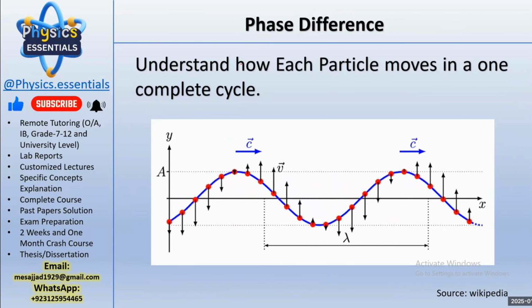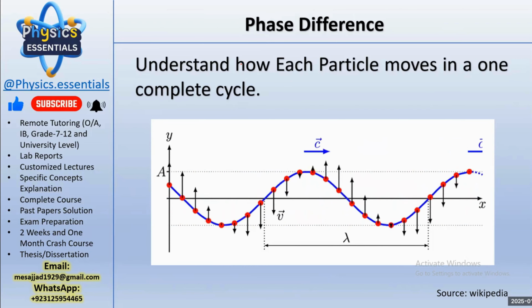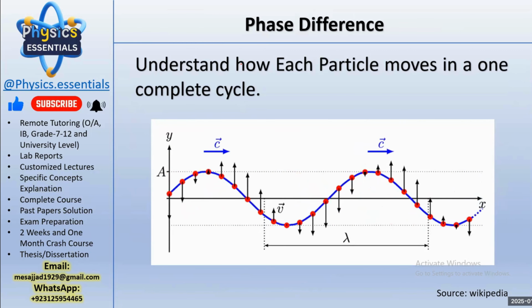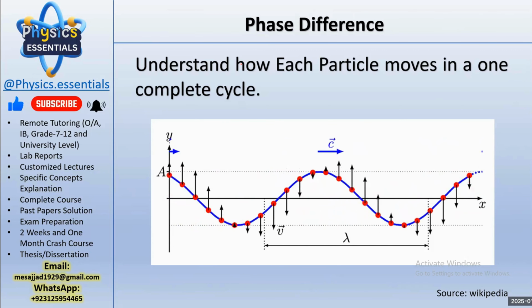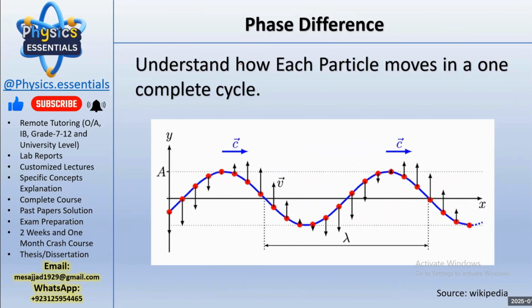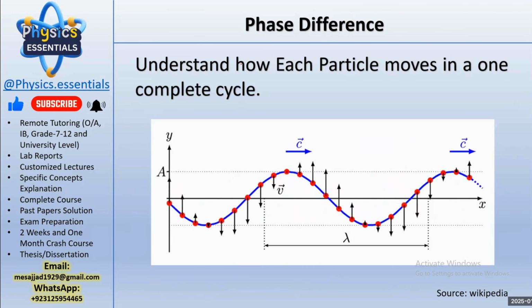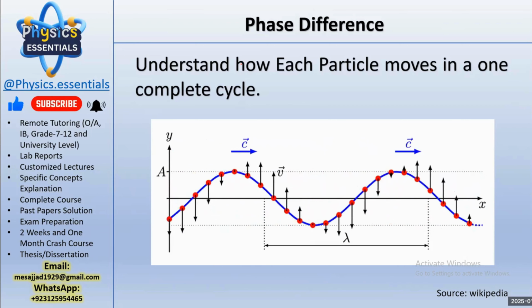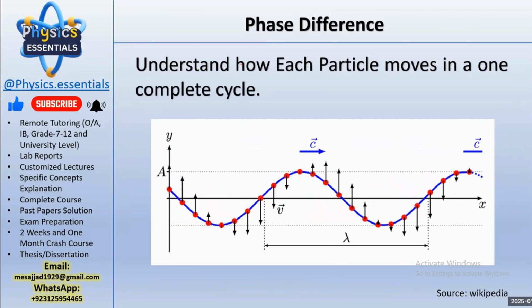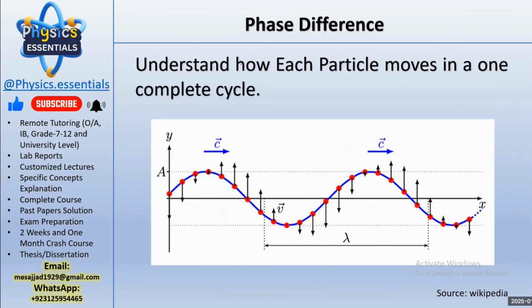In order to find the phase difference between 2 points in the same wave, you have to understand the motion of each particle or each point in the wave. In order to see whether 2 points on a wave are in phase or out of phase, you have to understand the motion of each particle in the wave. For example, in here, you can see sometimes point A is having a downward direction, sometimes an upward direction.